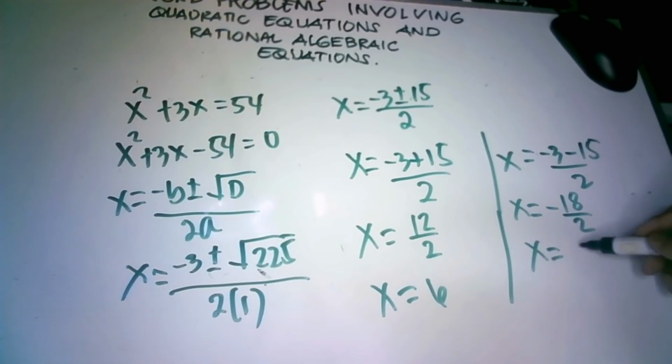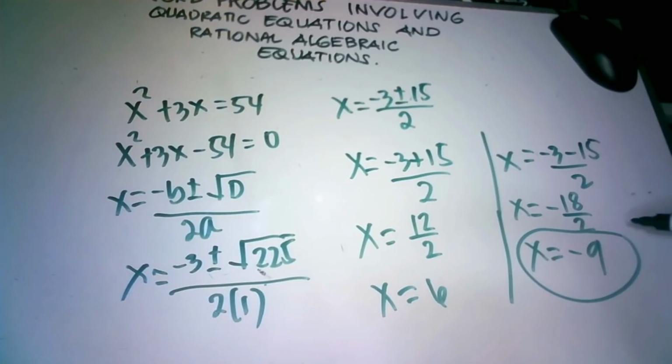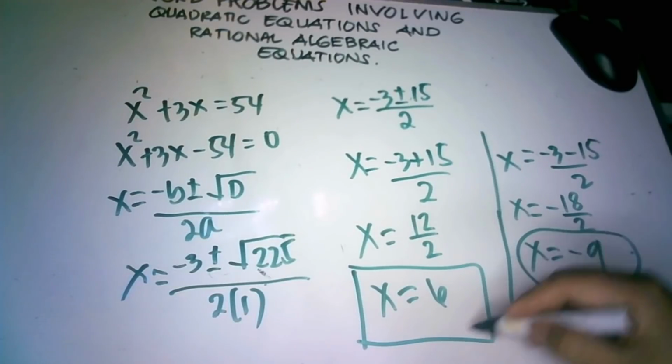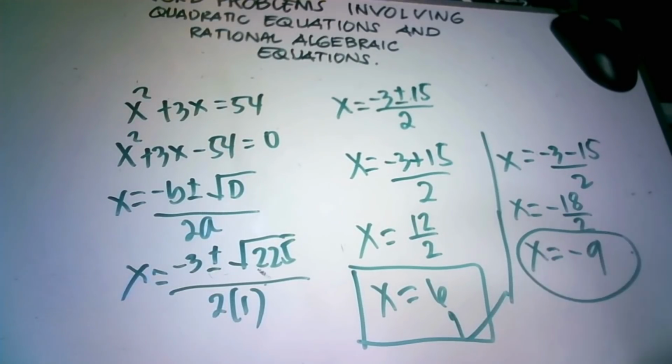X equals negative 9. So this one, we will not use the negative 9, because there are no negative measurements. We will not use it because there is no negative measurement. Usually when you measure, it is positive. So therefore, our value of x is this, positive 6. So that is the value of the width.